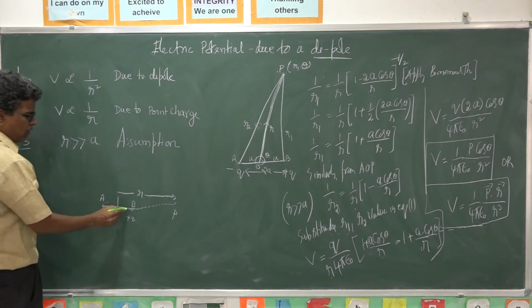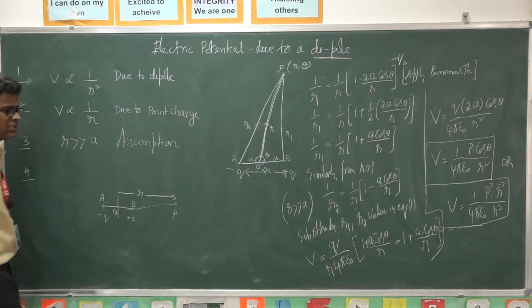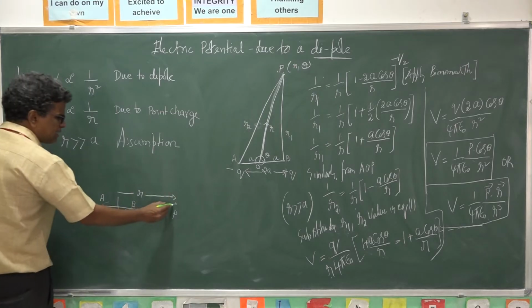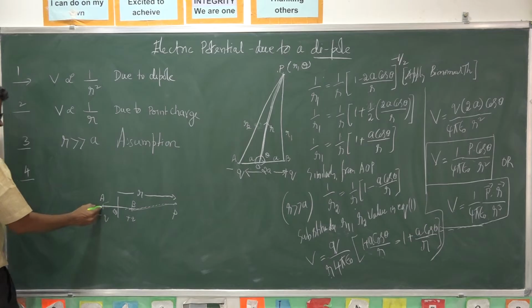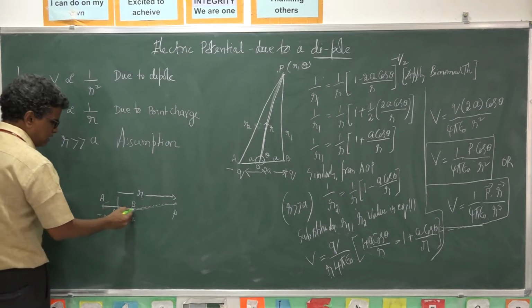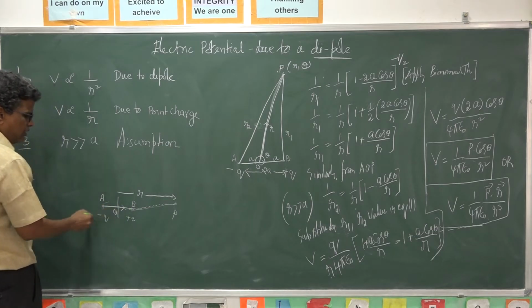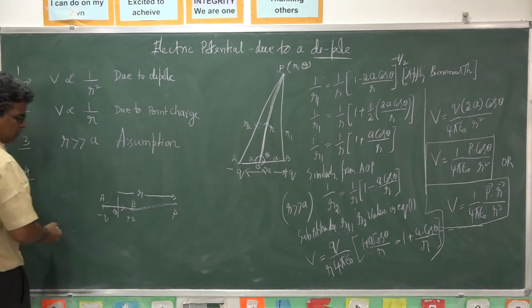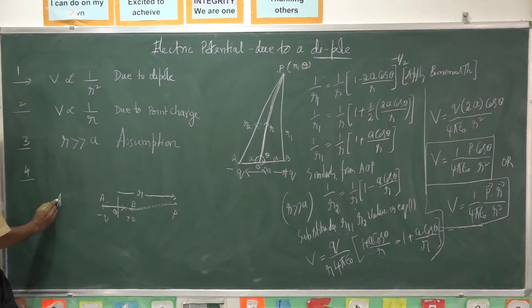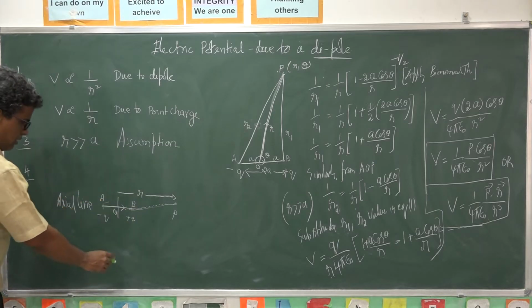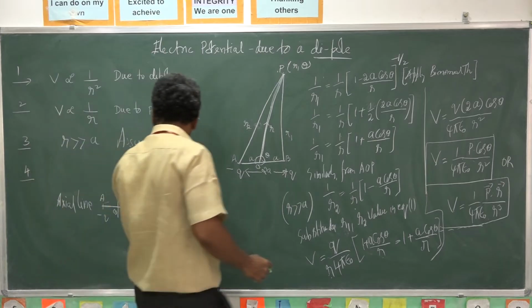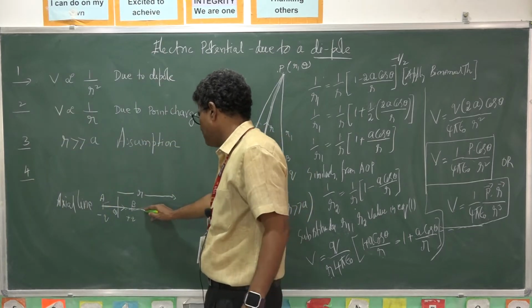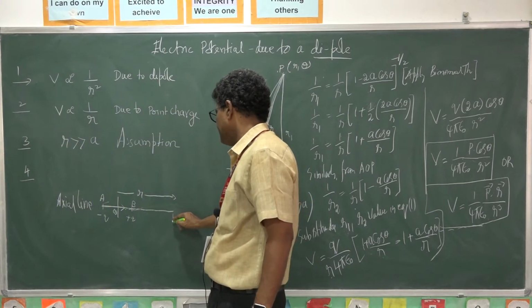Okay. Now here I want the potential. This line is along the axis of the dipole, parallel to the dipole moment. So this axis is called the axial line. What is this line? The axial line. So I want the axial line potential at this point.